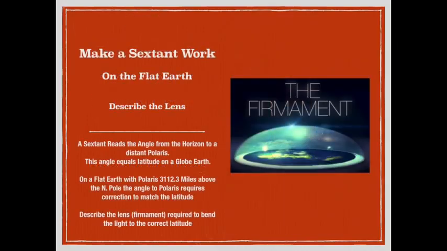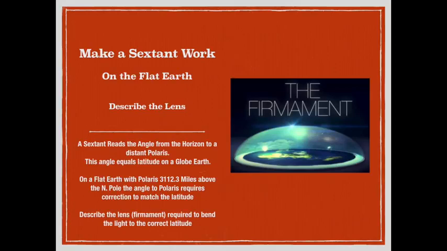On a globe Earth, also known as reality, when you read the angle to Polaris from the horizon, you get your degree of latitude. On a flat Earth, with Polaris being small and local, you can directly calculate the angle it will appear above the horizon based on the distance from the pole. Unfortunately, this raw distance has no relationship to the actual degree of latitude as it does in the real world with a sextant.